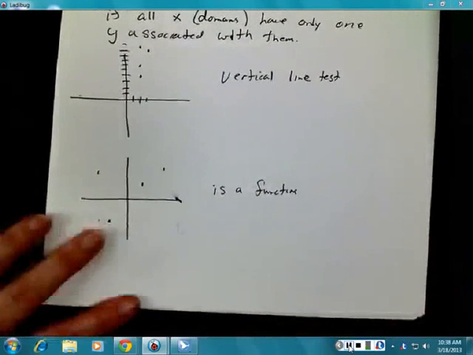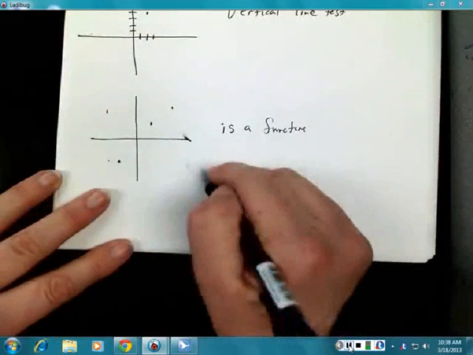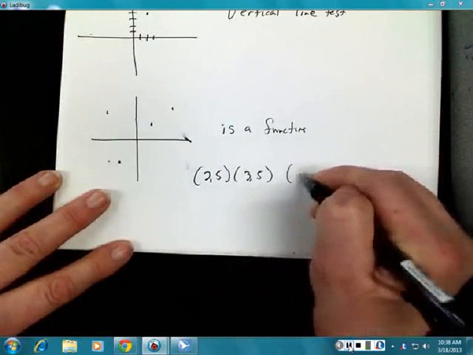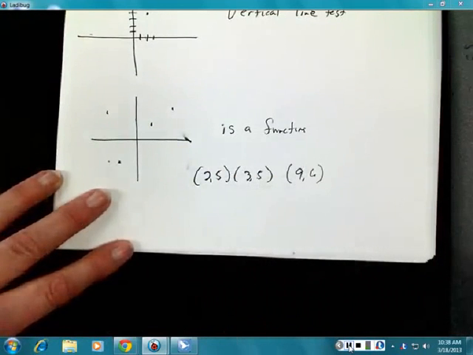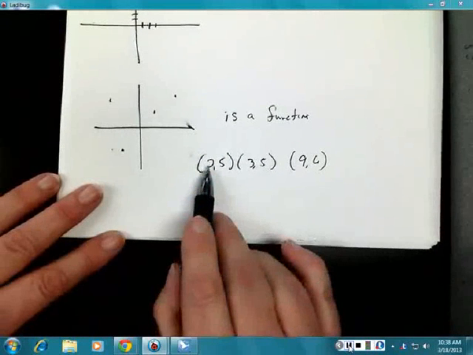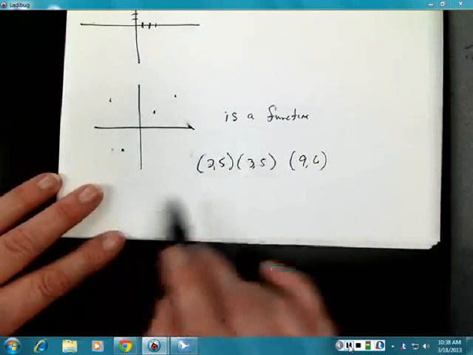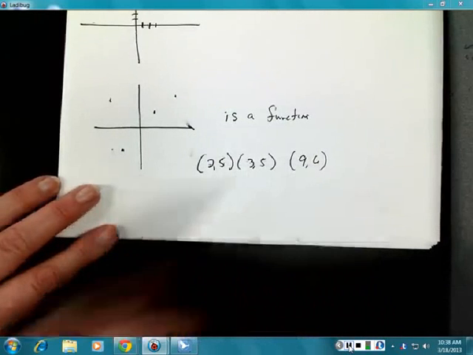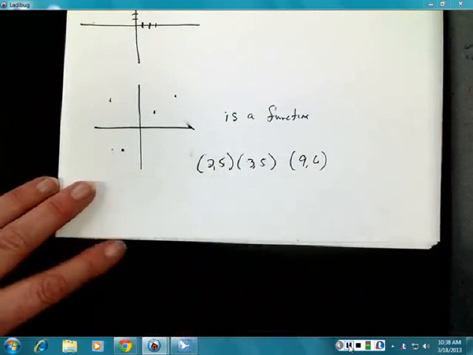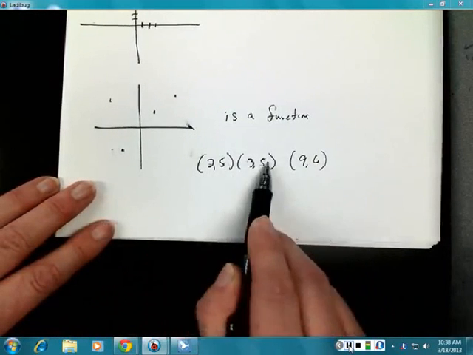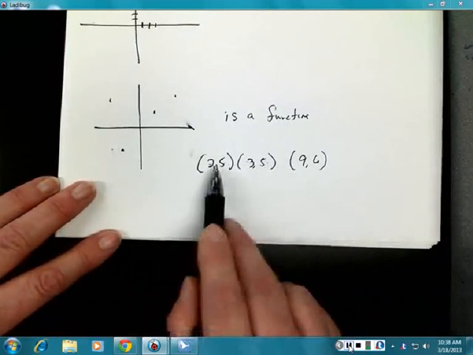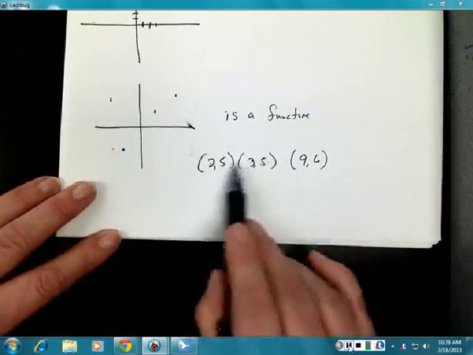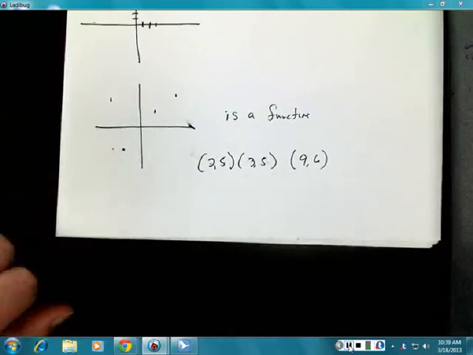Now, they do consider this to be a function, though. 2, 5, 3, 5, 9, 6. They consider that a function because every X has only 1 Y, right? So this one's got 1 Y, this one's got 1 Y, and this one's got 1 Y. But if you look at that, what happens? Y is kind of doing a double thing there, right? When you get into intermediate algebra, we don't let that happen anymore either. But right now we do. So you can have the same thing in there, but you can't have the other part going on.